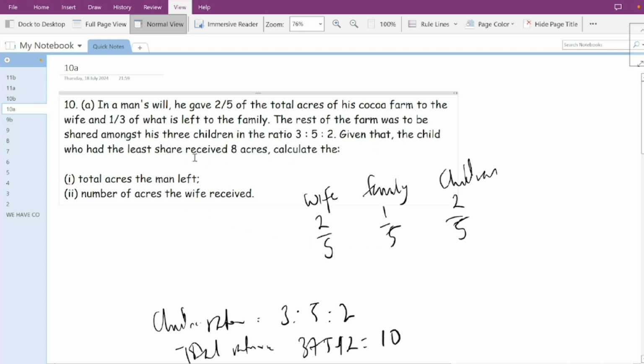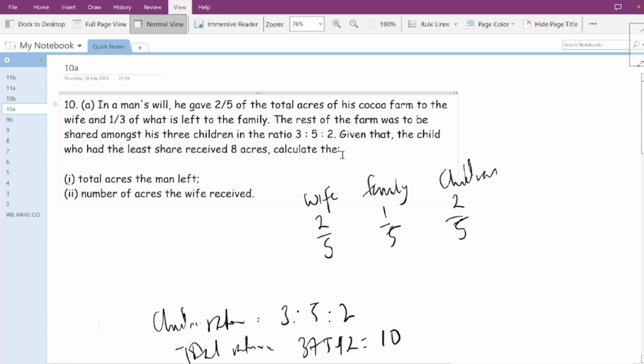Now, the rest of the farm was to be shared amongst his 3 children in the ratio 3:5, given that the child who had the least share received 8 acres. Now, this is the part where we start solving from, where we have the actual number of acres given to a particular person, and from there we get the total number of acres he left behind. Since the child with the least received 8 acres, we then retrace it back, and what this affords us is to get the total number of acres the children shared.